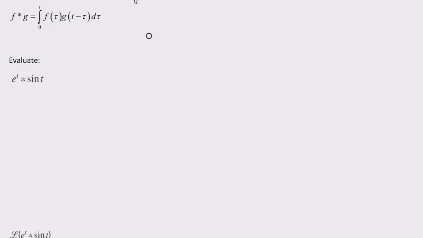All right, let's do the convolution of e of t and sine of t. So pretty straightforward with the definition up in front of us. So it is the integral from 0 to t of e of tau sine of t minus tau d tau. Okay, so we just need to integrate those.